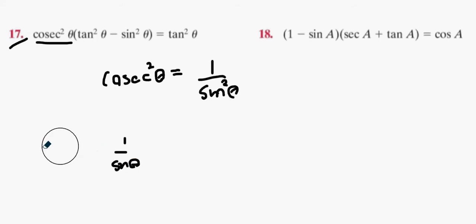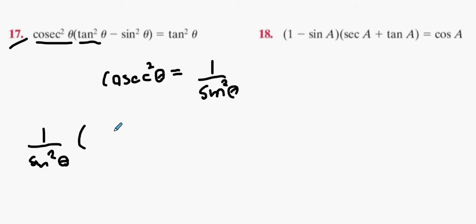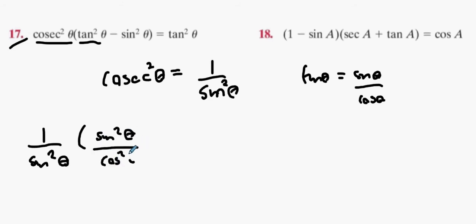So what I'm going to do first and foremost is change this into 1 over sine squared theta. I'm also going to convert the tan squared. Remember, tan theta equals sine theta over cos theta. So I can square both sides and say it's sine squared theta over cos squared theta. And this can be minus sine squared theta. And once again, all that equals tan squared theta on the right hand side.